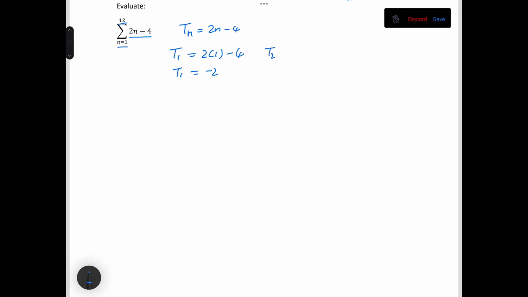Let's find term 2. T2 equals to 2 times 2, bracket 2 minus 4. That gives us 0. And then term 3 is 2, bracket 3 minus 4. That's 6 minus 4, which gives me term 3 is 2. Now that we have our 3 terms, let's write down our terms. Negative 2 plus 0 plus 2 plus until we get to our last term.